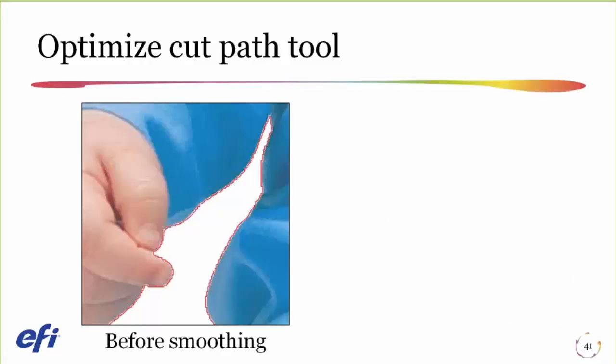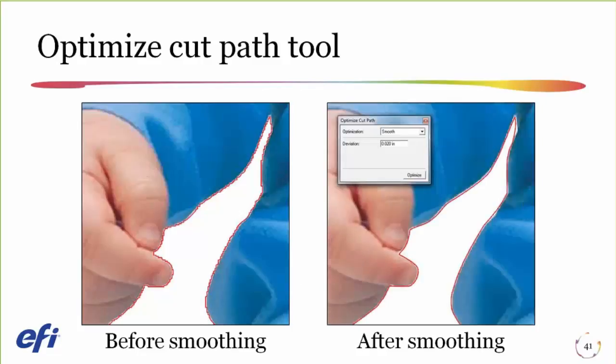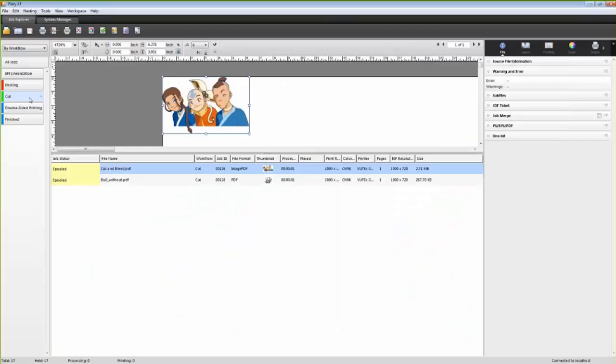Now, first of all, we've got smoothing. Here is before smoothing. You can see it's following all the little nooks and crannies, and then here it is after smoothing. Well, let's take a look at that in real life.